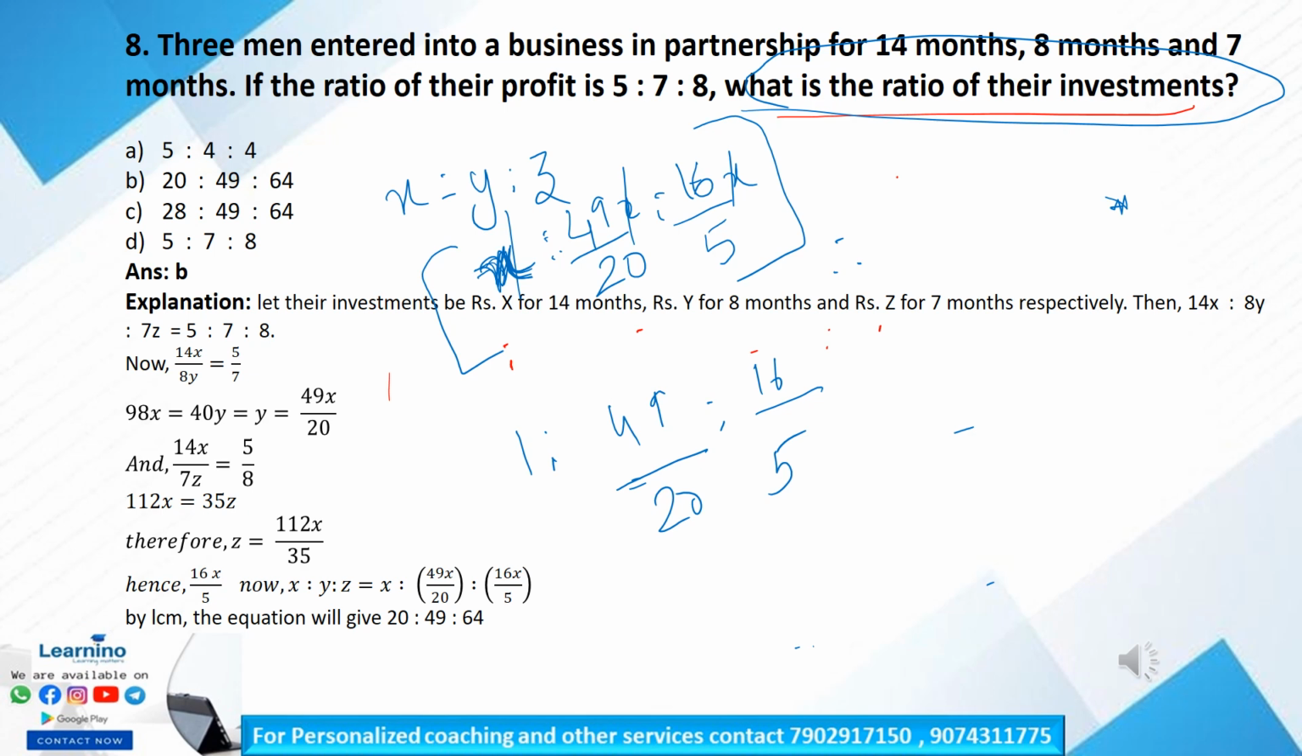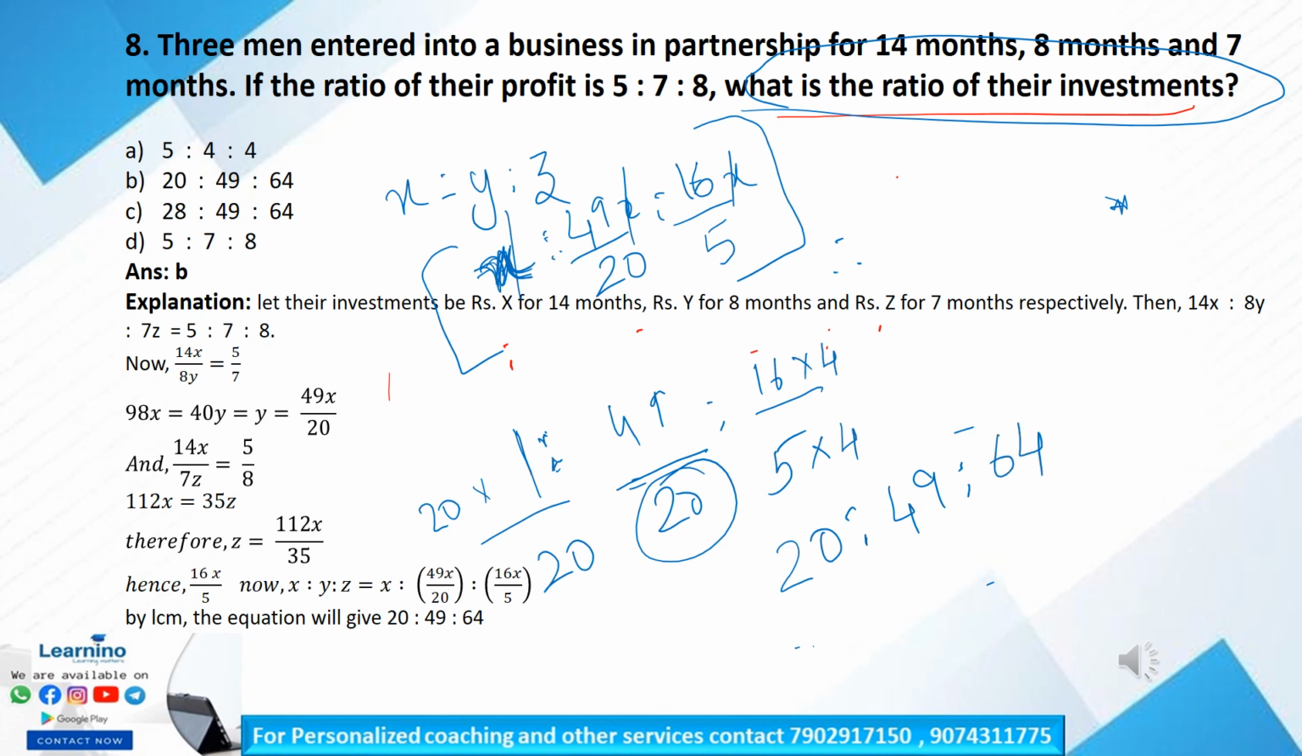Okay, so by taking the LCM, we have to make all denominators equal. That is, we have to make all denominators 20, the highest value. For the first ratio, we multiply the denominator and numerator by 20, that is 1 by 20 divided by 20. So 20 is to 49 is to, for making this denominator 20, we have to multiply by 4. So 16 into 4 and 5 into 4, that is 64. So our investment ratio is 20 is to 49 is to 64.